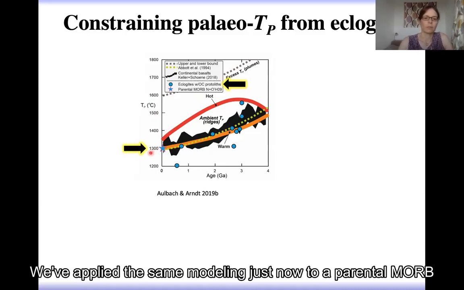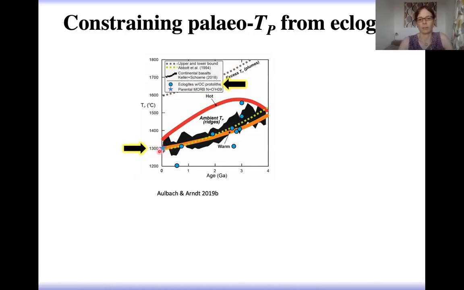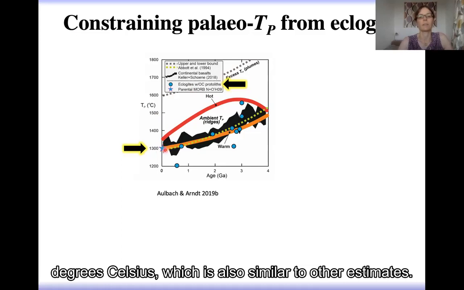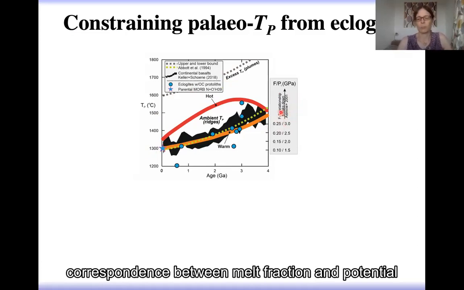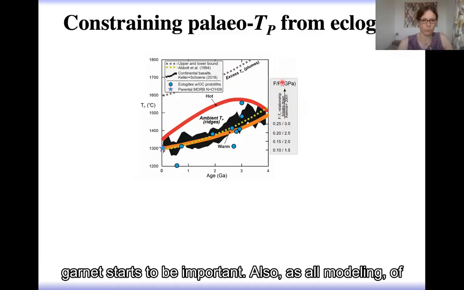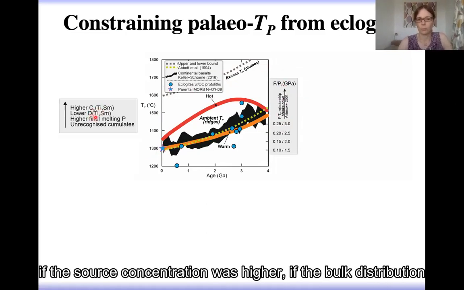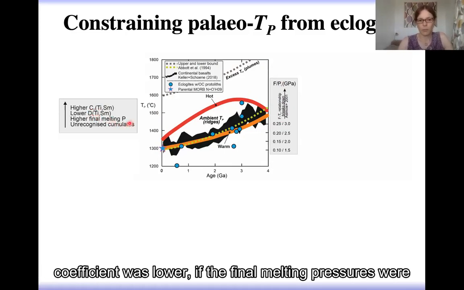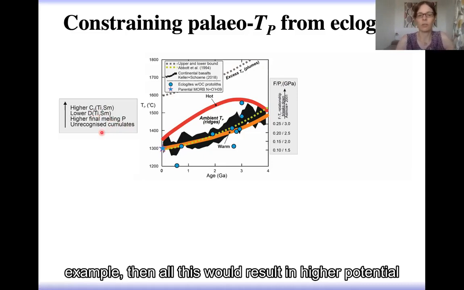We've applied the same modeling just now to a parental MORB estimate by New and O'Hara, and we come out at about 1300 degrees Celsius, which is also similar to other estimates. I have to emphasize, though, that the underlying assumption of a correspondence between melt fraction and potential temperature breaks down as we get into higher pressures, where garnet starts to be important. Also, as with all modeling, the results are dependent on the input. So if the source concentration was higher, if the bulk distribution coefficient was lower, if the final melting pressures were higher, or if we had some unrecognized cumulates, as an example, then all this would result in higher potential temperatures.